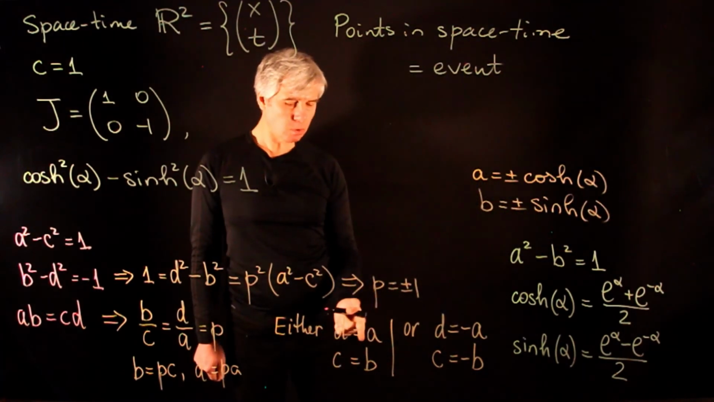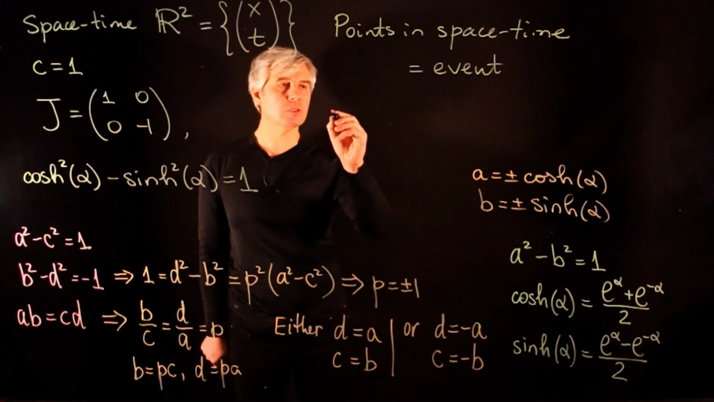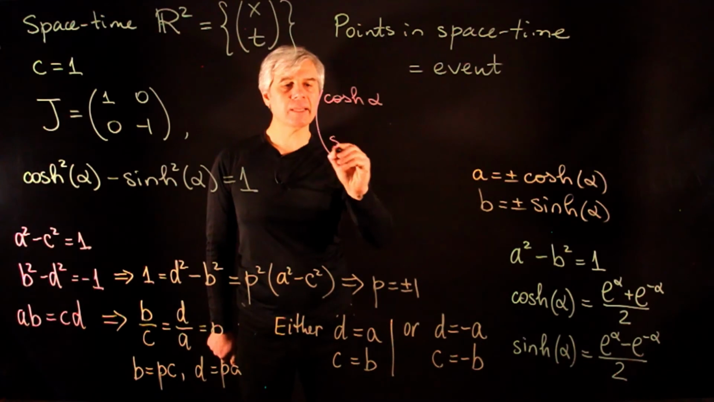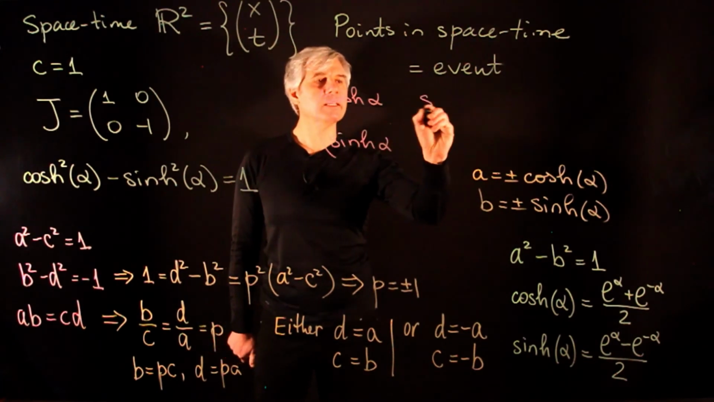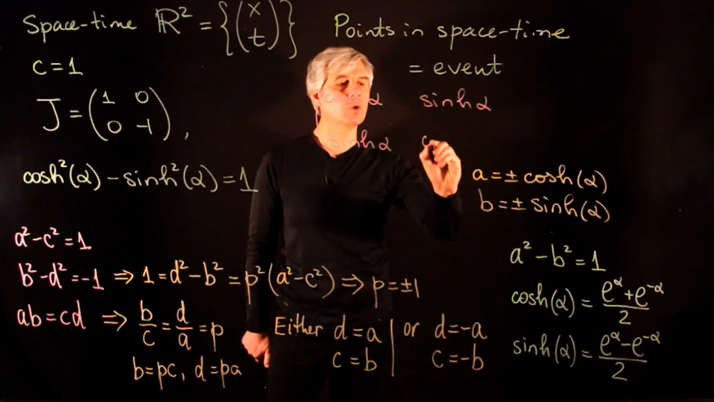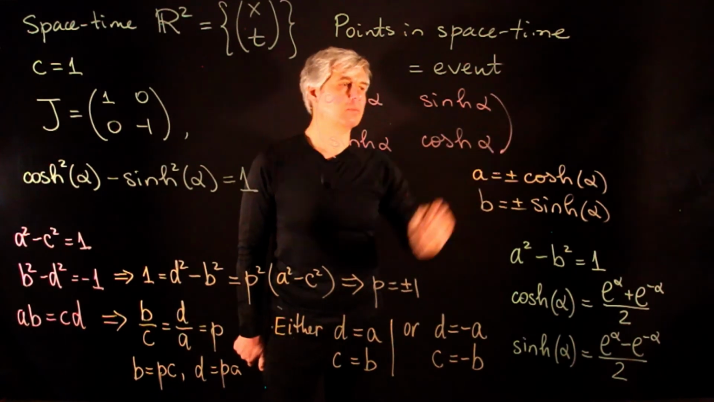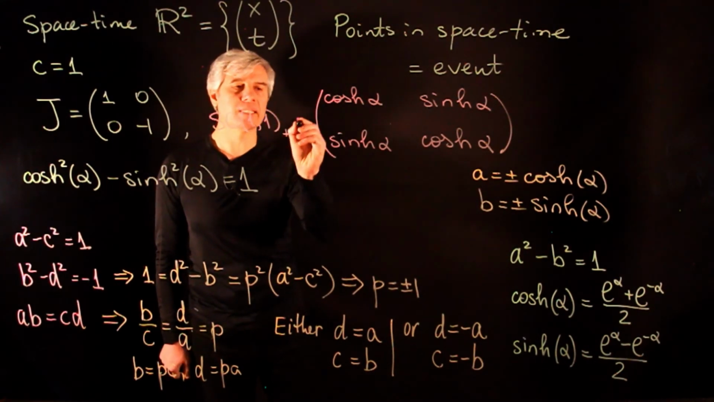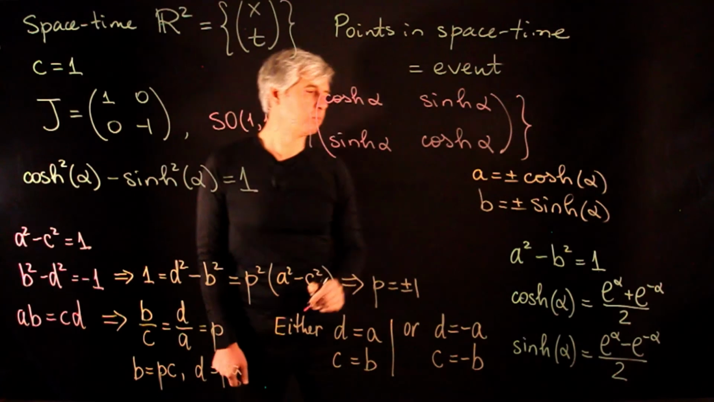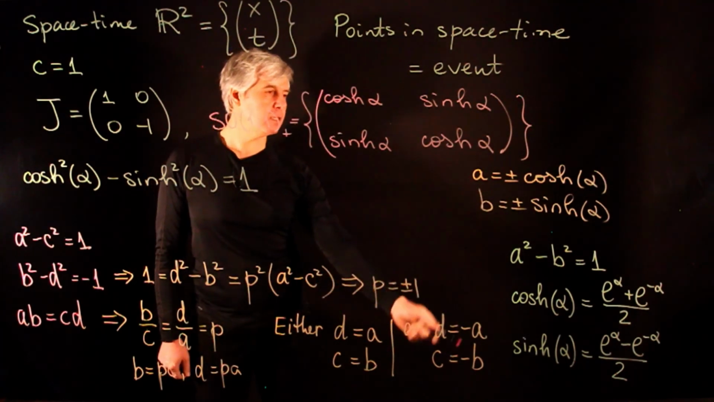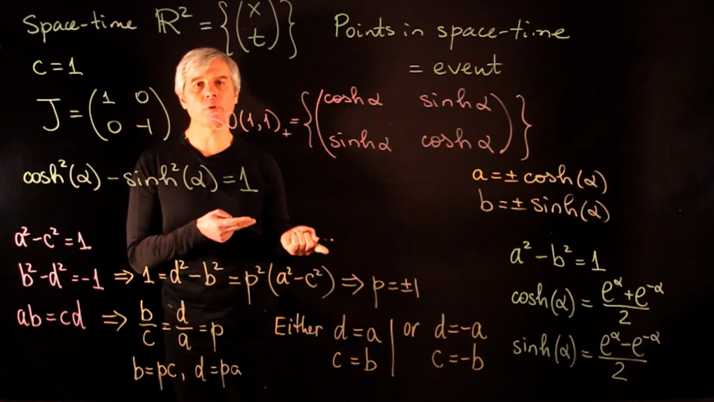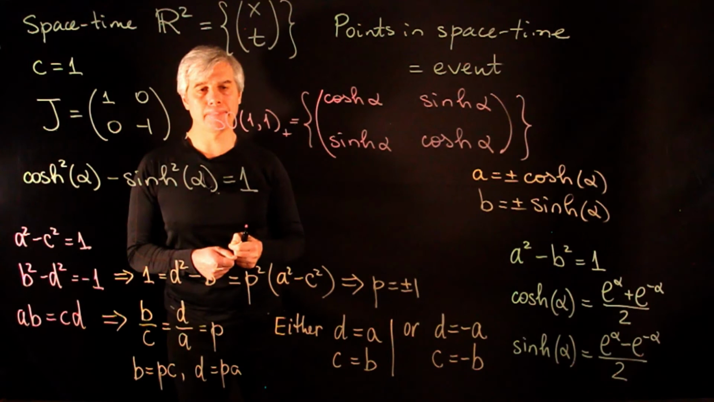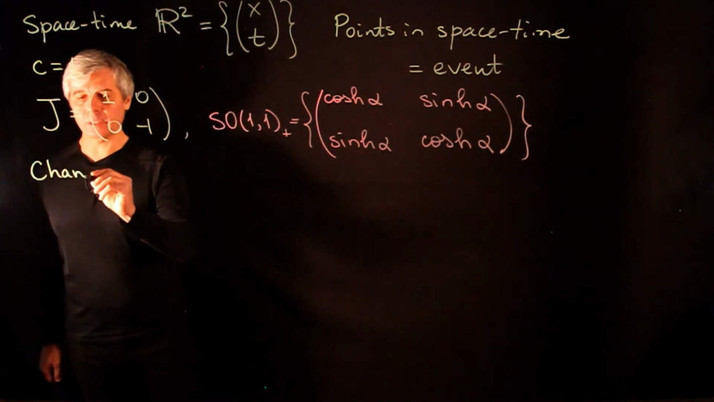We are going to choose only positive signs in this parameterization. So we will consider matrices (cosh alpha, sinh alpha; sinh alpha, cosh alpha). This group is denoted as SO(1,1)+. Choosing negative signs either here or here will correspond to reversing the direction of x or reversing the direction of time. Now let us look at the change of coordinates.